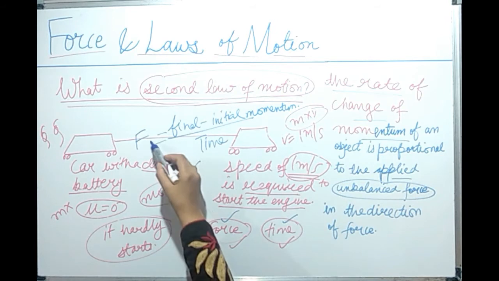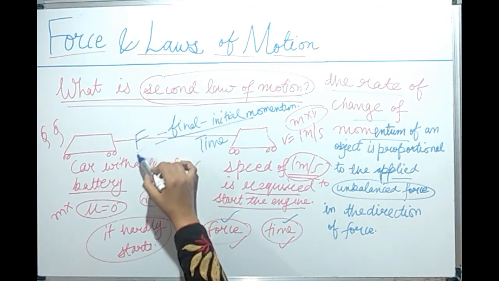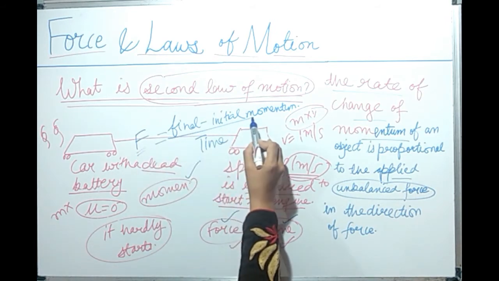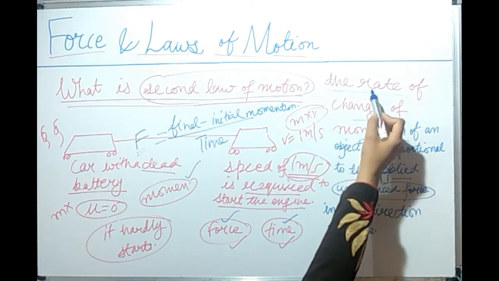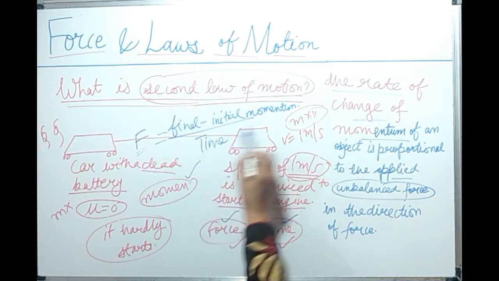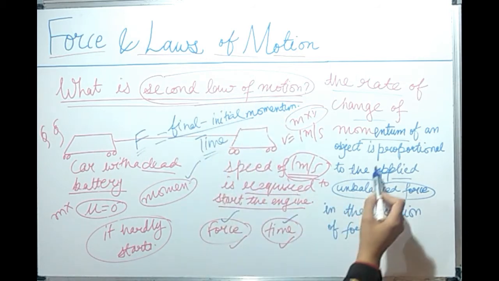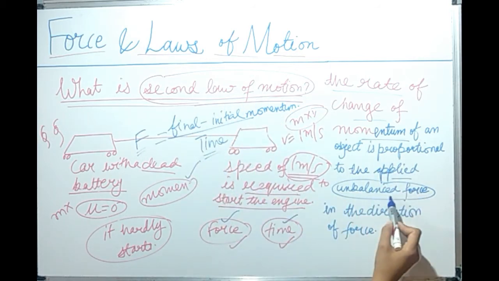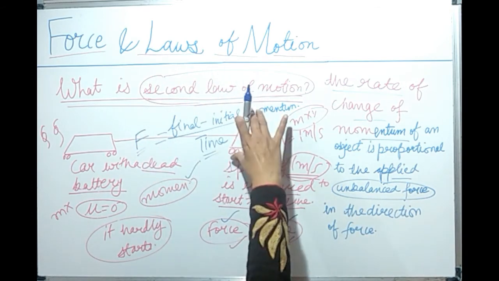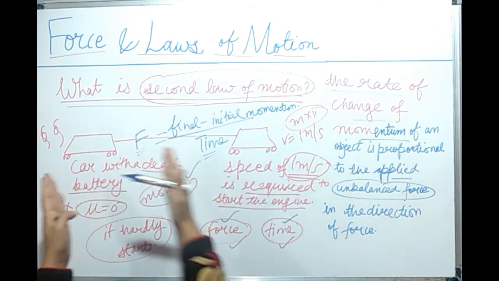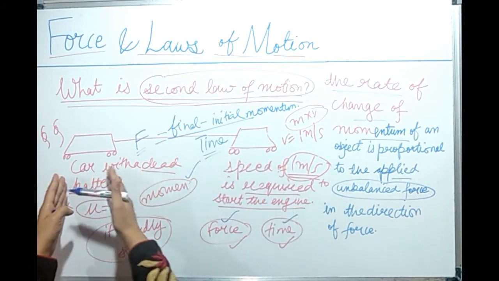So can you see the relationship here? Force is equal to final minus initial momentum, that is the change of momentum, and we are talking about rate of change, so we have divided this quantity by time, is proportional to the applied unbalanced force. Here we have written force. So this is the second law of motion which we have explained on the basis of this example of car with a dead battery.